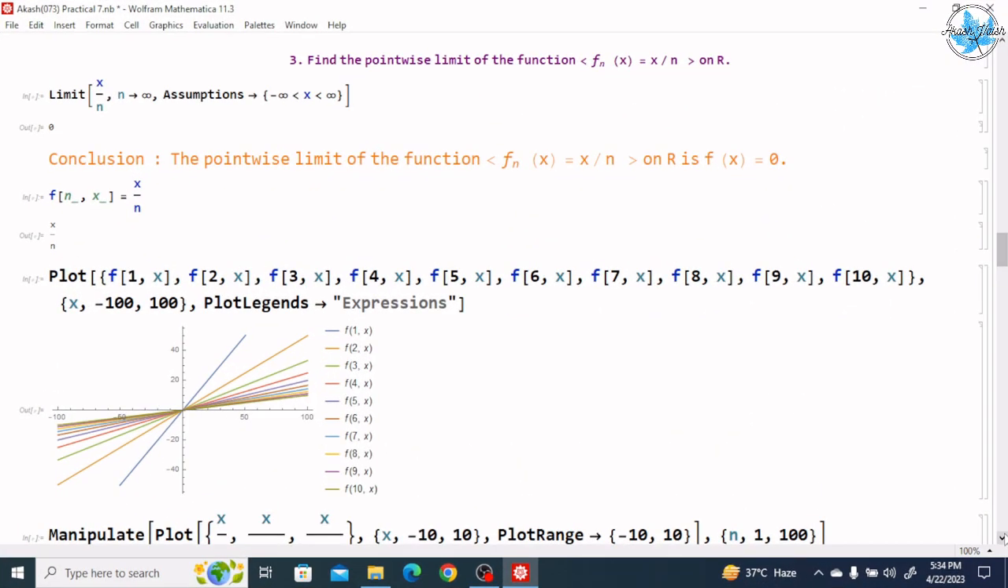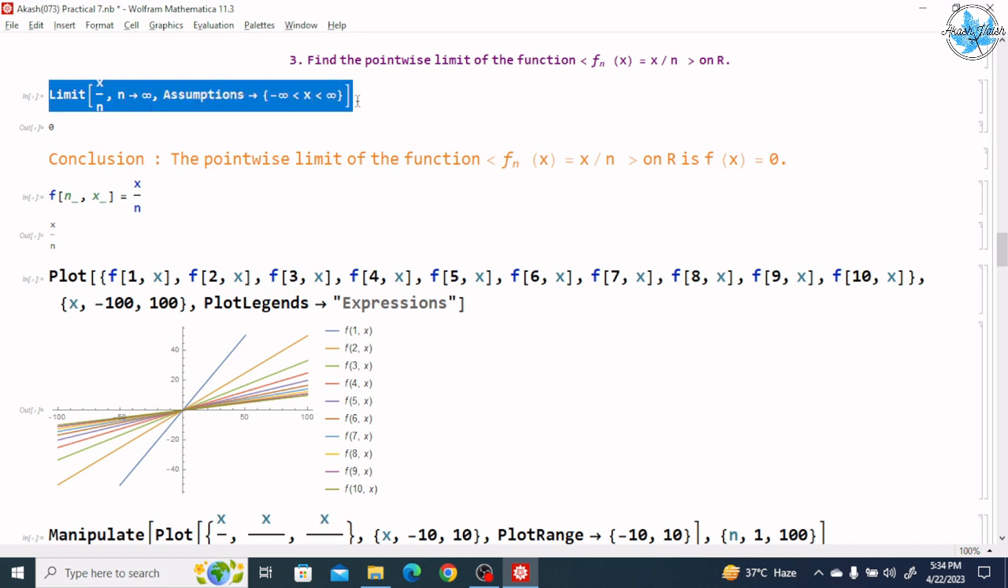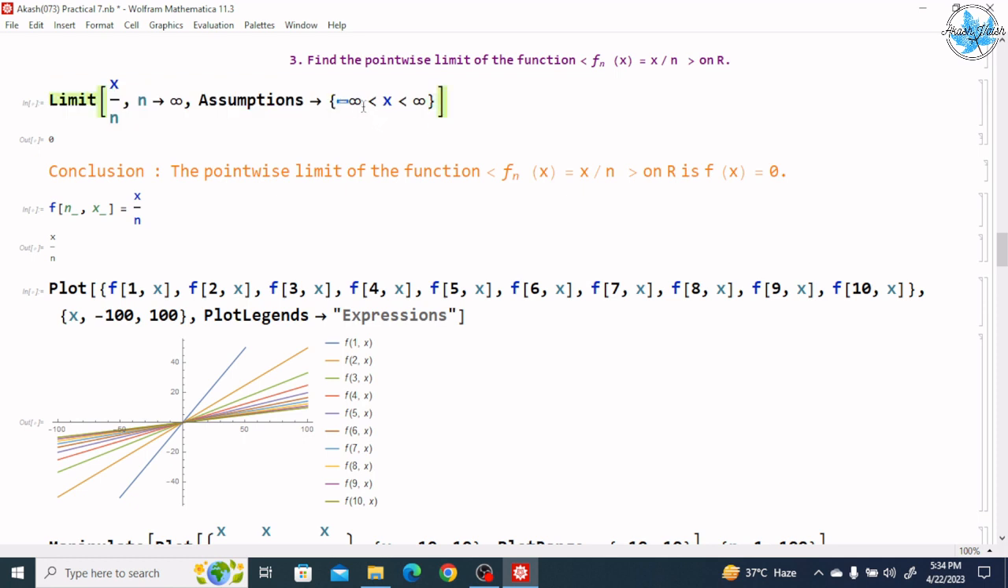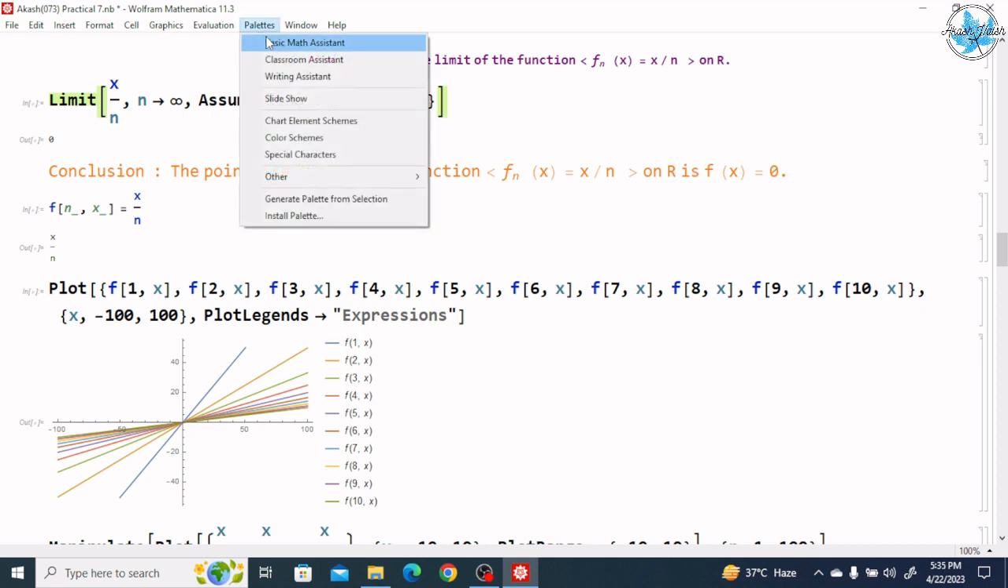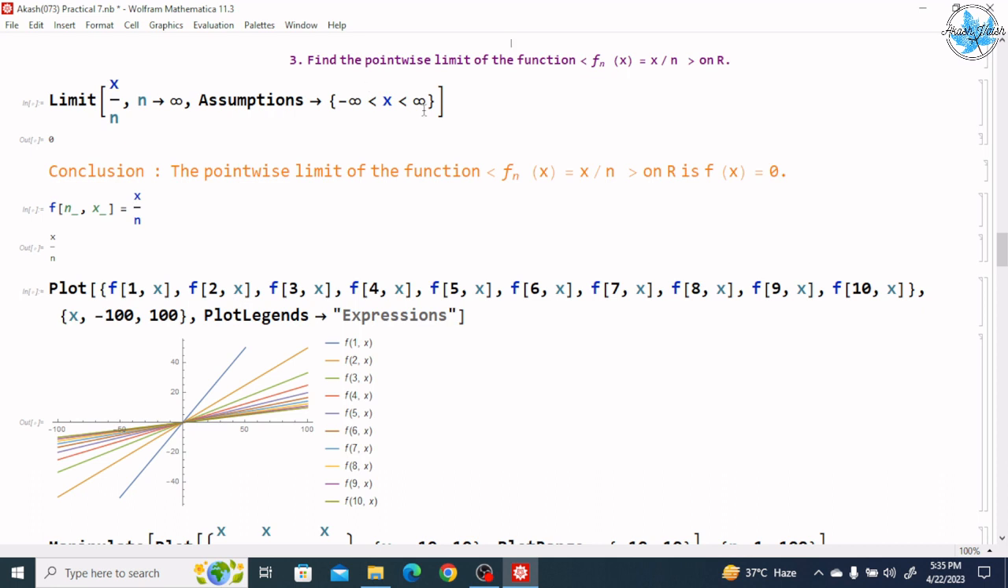Okay, so come to the third question, that is, find the pointwise limit of the function x by n. Now my function is what? x by n on the interval R. So first finding the limit, that is the limit of x by n, where we are varying n tends to infinity. In the assumption on the real line, the value of x will vary from minus infinity to infinity. The infinity sign you will get in the palette section. Go to the palette and then Basic Math Assistant, there you will get the infinity sign. So on the real line we find the limit, from minus infinity to infinity.